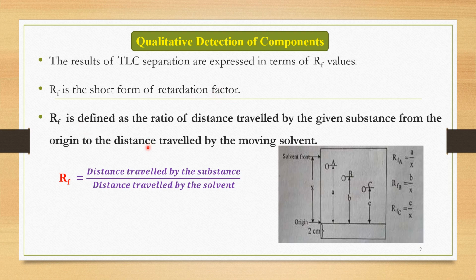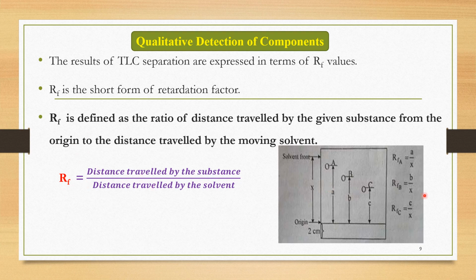RF is defined as the ratio of distance traveled by the given substance from the origin to the distance traveled by the moving solvent. If we take the ratio of these two, it is called the RF value, or the retardation factor value. RF is equal to the distance traveled by the substance divided by the distance traveled by the solvent. The obtained value is called the RF value.